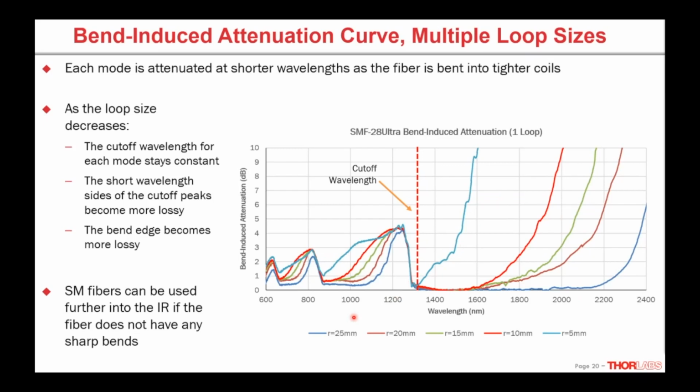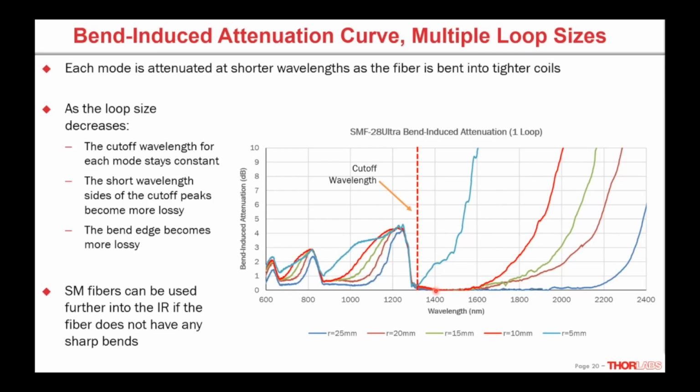There's a couple notable things that are going on here. So let's first look at the higher order modes cutoff and the second mode cutoff peaks. As you see, as we make the loop smaller, those modes start to get lossy sooner at shorter wavelengths. But that fundamental mode cutoff always occurs at the same wavelength. So they get lossy in bending at shorter wavelengths. But when you want to talk about, okay, that mode is gone, it's no longer possible to guide that in the fiber, that always occurs at the same wavelength, no matter what you make the loop size.